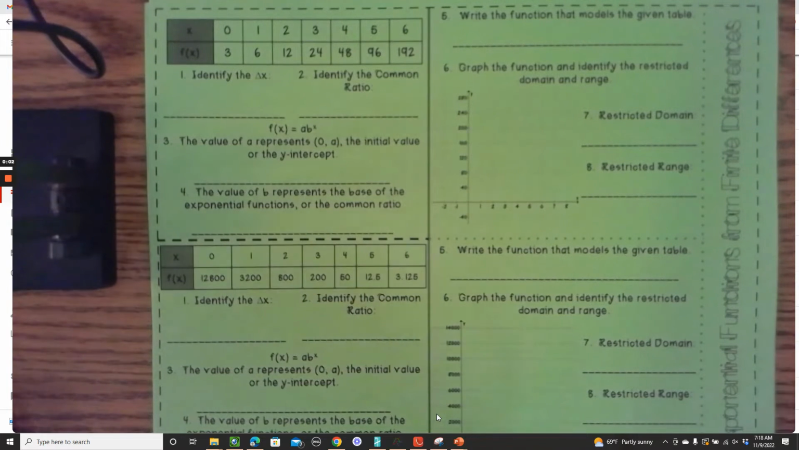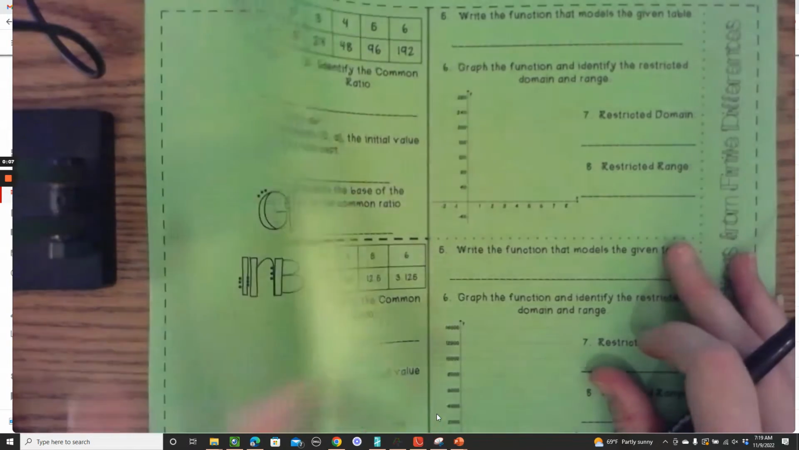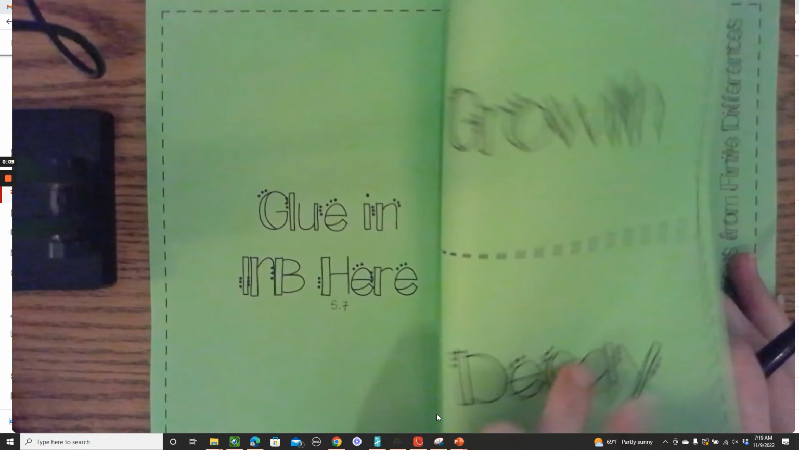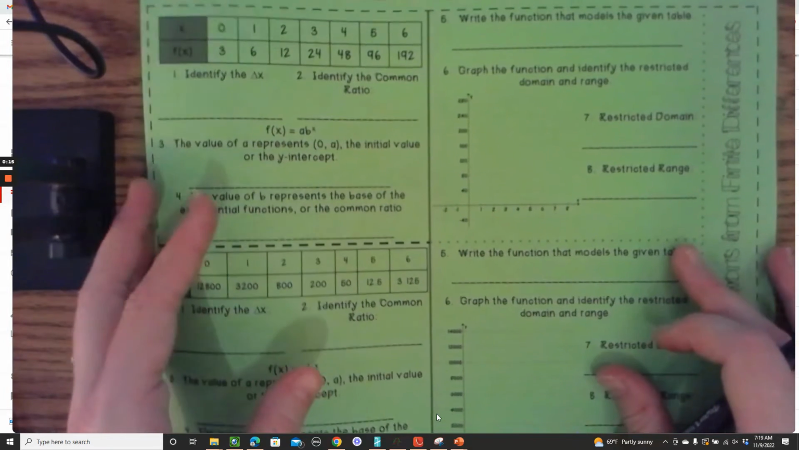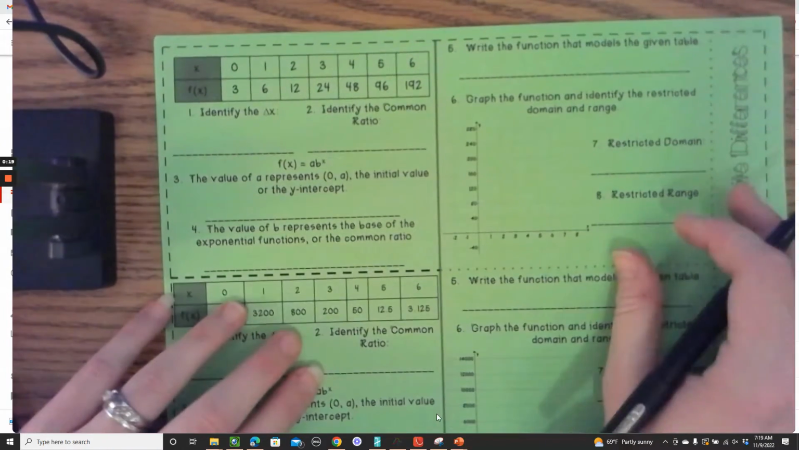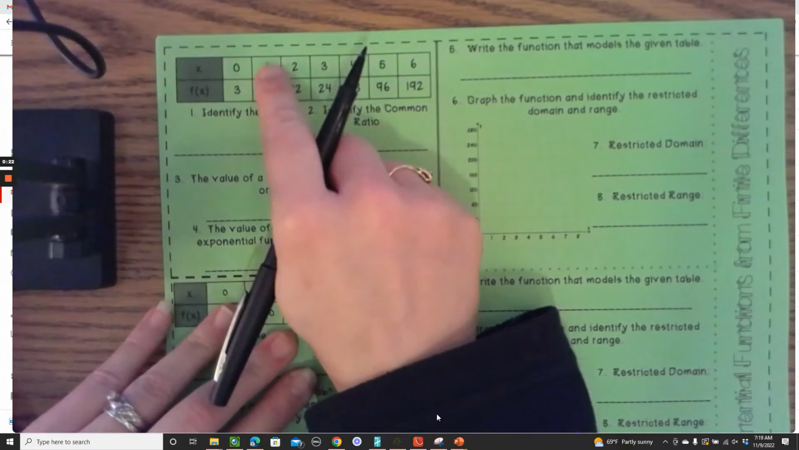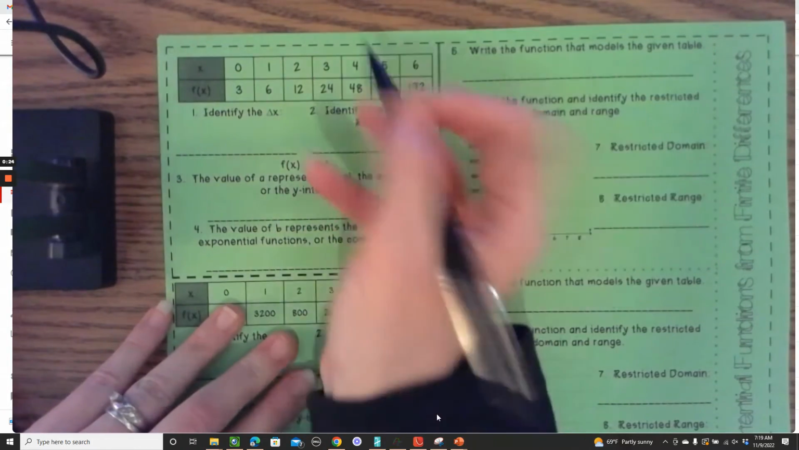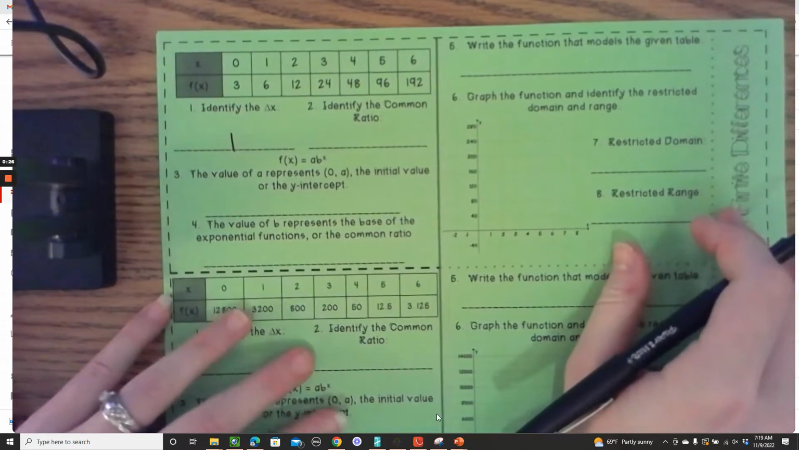This video is for exponential functions from finite differences. Again, we're going to look at a growth function and a decay function. All right, so we've got a table of values. We know this one is a growth. So the first thing we're going to do is identify the change in x. So here, the x are increasing by 1 every time.